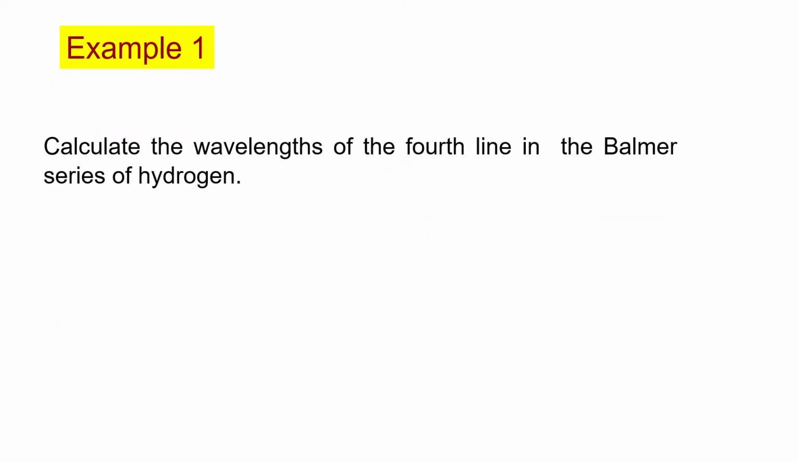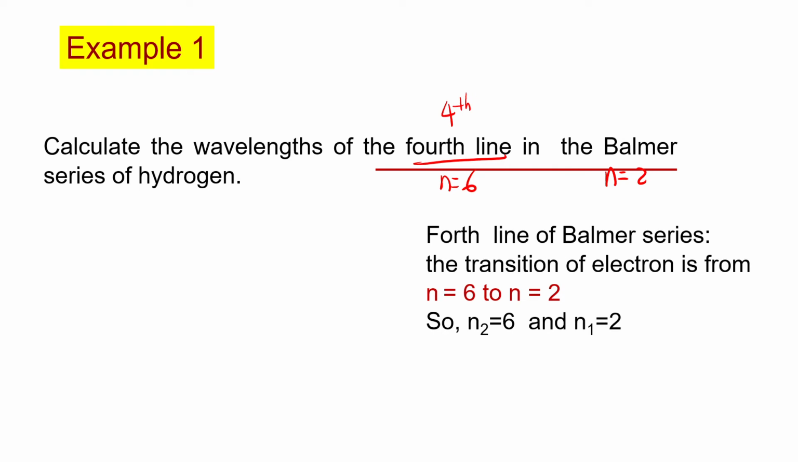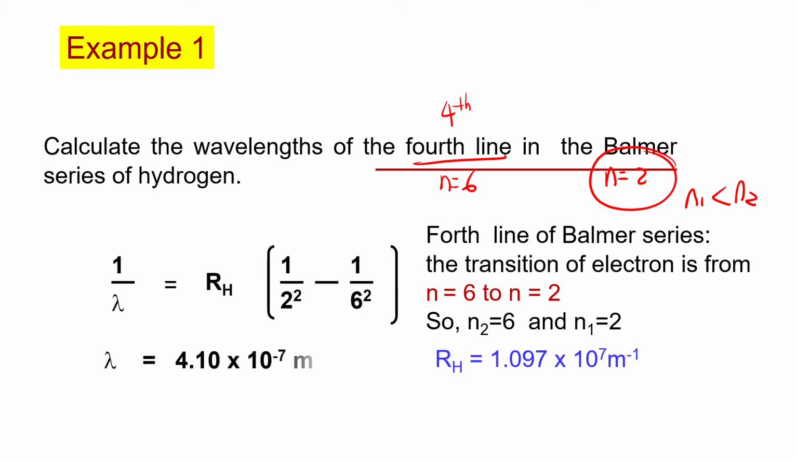Okay, for example, calculate the fourth line in the Balmer series. So Balmer series, we know all electrons drop to 2. So the fourth line refers to 4 plus 2, 6. So using the formula 1 over lambda equals RH times 1 over N1 squared minus 1 over N2 squared, substitute. Because we have the restriction, N1 must be less than N2, so N1 is 2 and N2 will be 6. Remember RH, because we calculate for wavelength, use the one in per meter unit. So this calculation gives 1 over lambda, so to get lambda, you take the reciprocal.